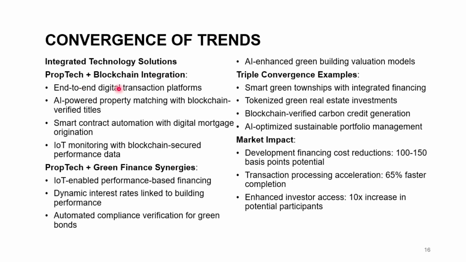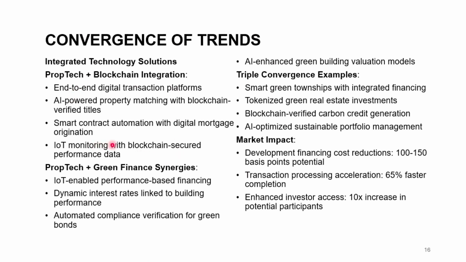So we have PropTech plus blockchain integration. It creates end-to-end digital transaction platforms. It leads to AI-powered property matching with blockchain verified titles. And then you have smart contract automation with digital mortgage origination. So these are the things we can get after PropTech plus blockchain integration.